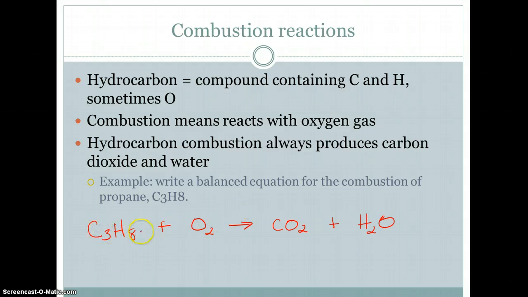So if we balance our carbons, we're going to have 3 carbons there. We have 8 hydrogens, so we need 4 waters. And if we count up our oxygens, we have 3 times 2 is 6, plus 4 is 10. So we would put a 5 right there to make 10 oxygens, and that's a balanced combustion reaction.